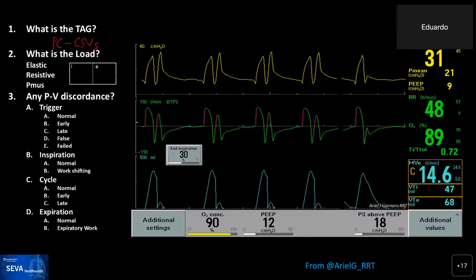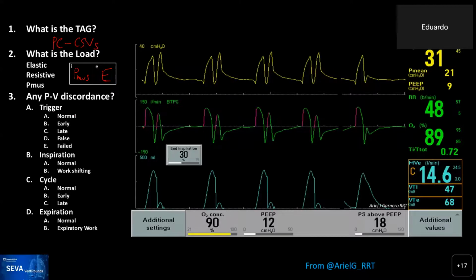So what's the load during inspiration? The only thing I see is PMOS. And during expiration, on this one it looks to be mostly passive, and on this one it's less than 1 second to get back to baseline. So I would say that the load is absolutely elastic on this patient. And there are other features that we're going to talk about that look like a high elastic load on this patient. So let's talk about that.